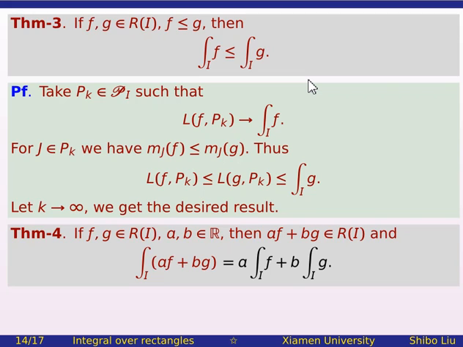So this is a very important property. Using this theorem, we can divide a complicated function into some simple functions and compute the integral one by one, to obtain the integral of our original complicated function. So this is quite useful.